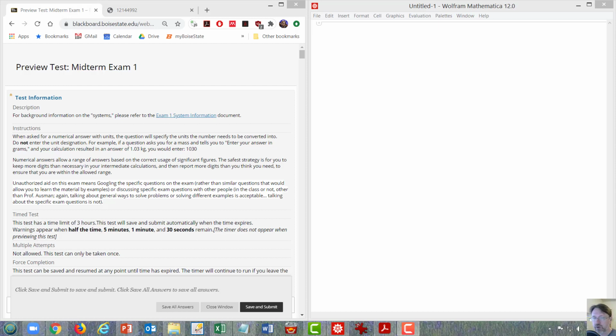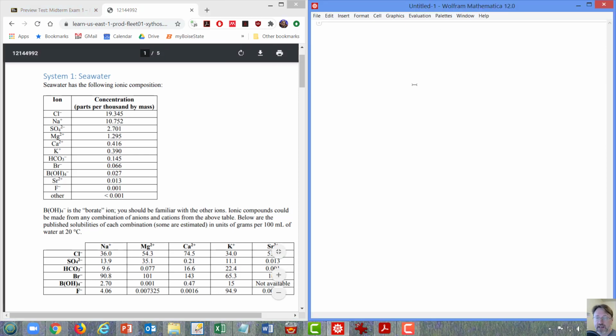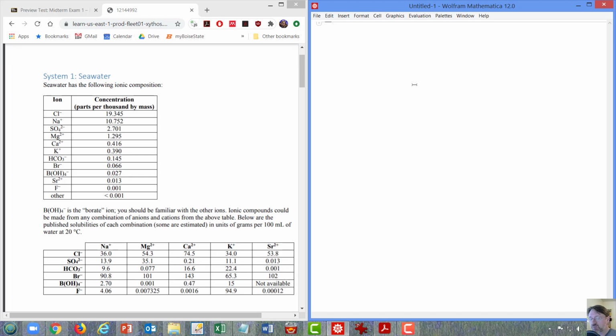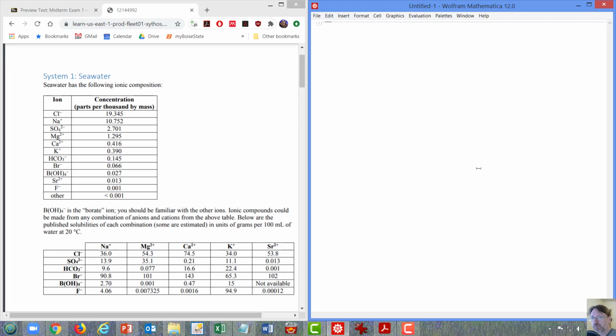Hey there folks, I've had a request to go over the exam, so I'm going to do that right here. What you see on screen is the copy of the exam. I also have the background information on the systems that we're going to be looking at. And as I did with the small group activity walkthrough, I have a window up over here that is essentially going to be a scratch pad for me.